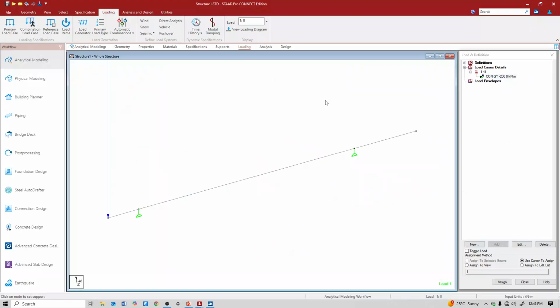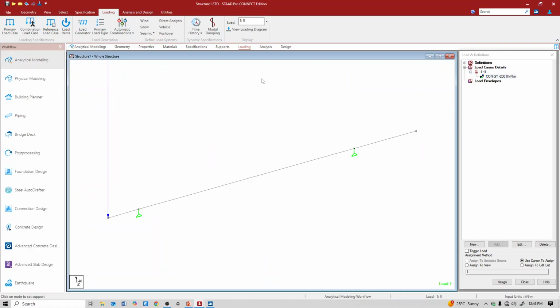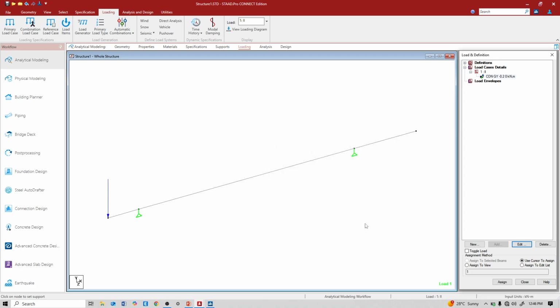Now next is the UDL, 180 Newton per meter. This 200 is in Newton, and I type in StatPro in kilonewton. 200 divided by 1000 is 0.2. So this is only 0.2 kilonewton, kilonewton only, not meter. Okay, this is minus 0.2 kilonewton at 0 meter distance. So change. So yes, now it is correct.